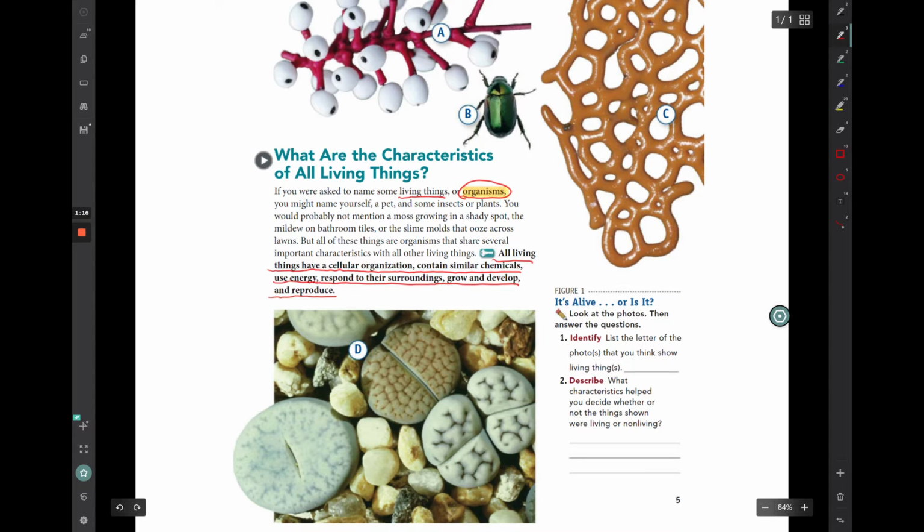We are going to look individually at all of those aspects and talk about those briefly here on the next couple pages. But it's also important to notice that all of these examples on this page, A up here, B, C, D, all of these examples are living things. So all of these objects are living.